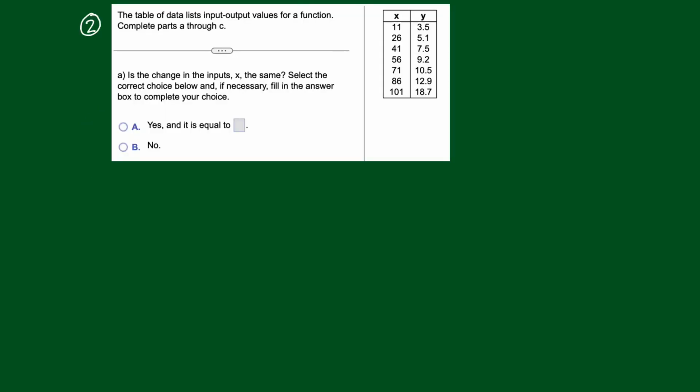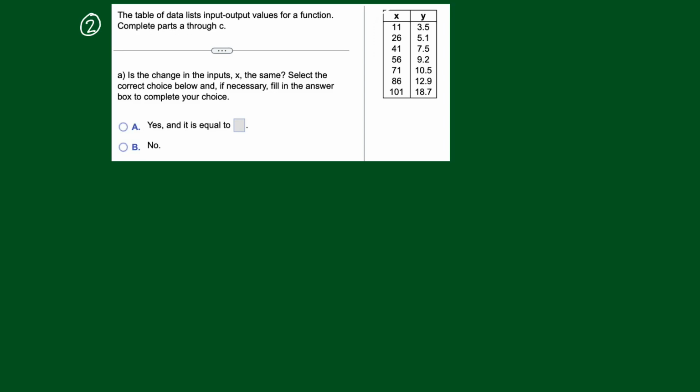Here's another function. Now this table does represent a function because every x goes to only one y, right? 11 goes only to 3.5, nothing else. 26 only to 5.1, nothing else, and so on. Now let's check to see if it's linear. So part A over here is, first of all, we're going to check the increments on the x's, the increments on the inputs. Now, I'll do this step by step.